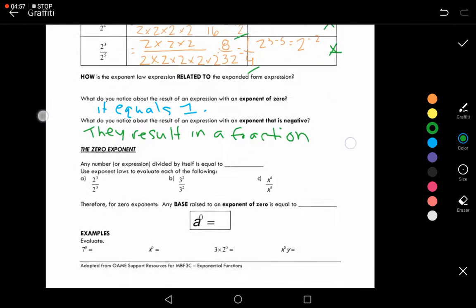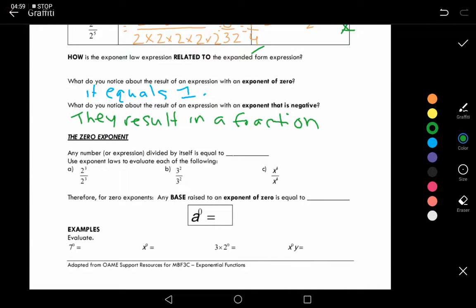Okay, so the 0 exponent, to summarize here, any number or expression divided by itself is going to be equal to 0.